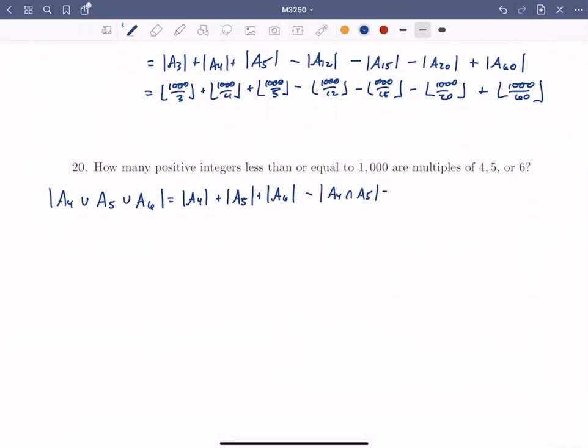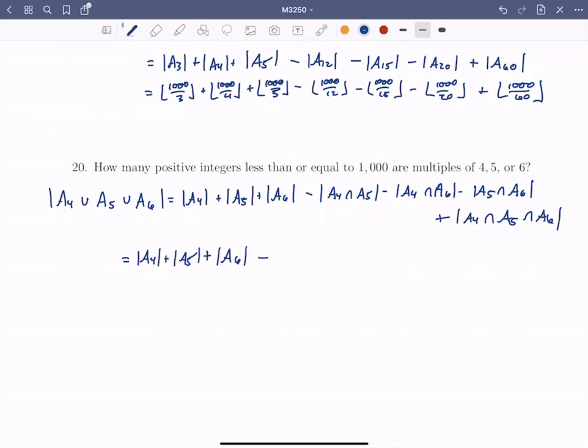So I want to write this out just to be clear. Minus A4 intersect A6, minus A5 intersect A6, and then finally plus A4 intersect A5 intersect A6. Okay, and so there's not much to do about the first parts. These are just what they are, A4, A5, and A6.